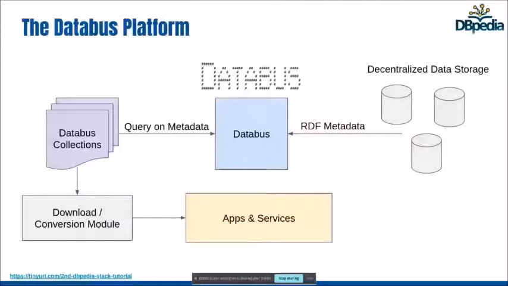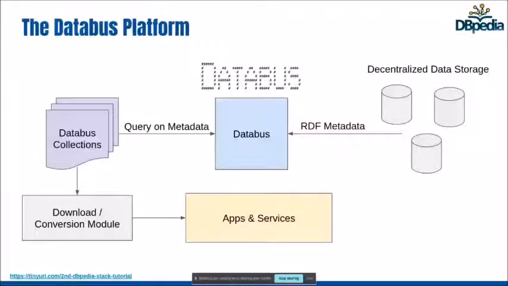And therefore, the databus itself is a catalog of RDF metadata that is aggregated for all the files that are on some other servers. And since it's an RDF store or a triple store, you can then go ahead and query with SPARQL on that catalog and make really sophisticated selections of files that you want to use in your applications. And that brings us to the databus collections on the left side. The databus collections are basically SPARQL queries.